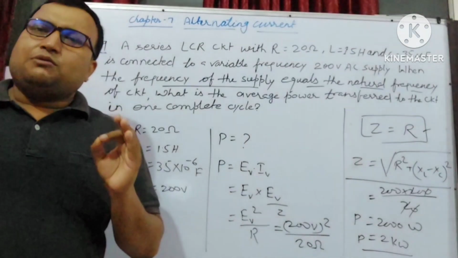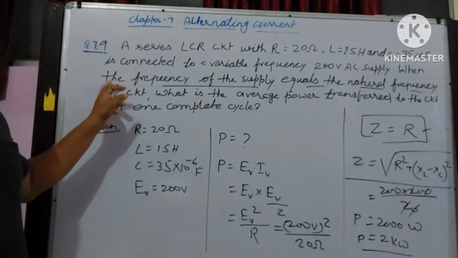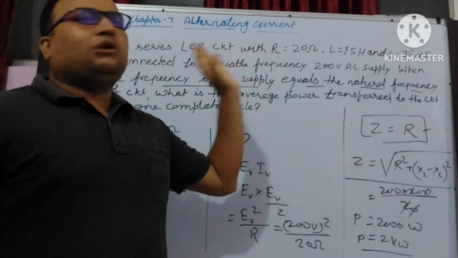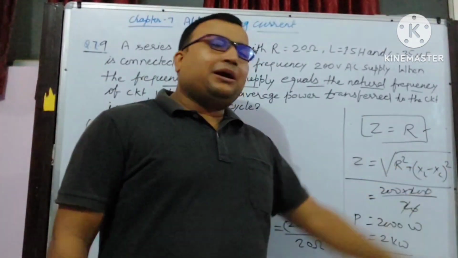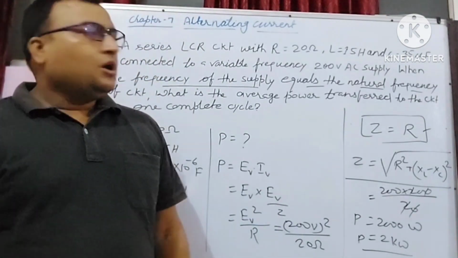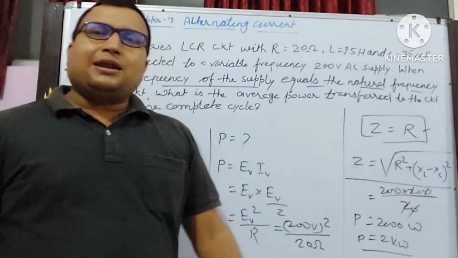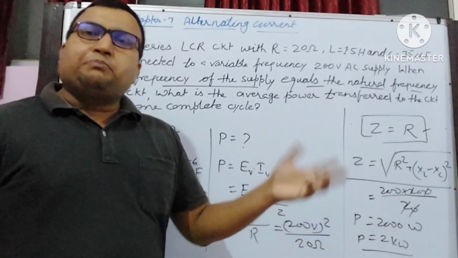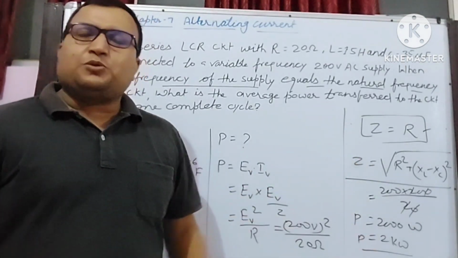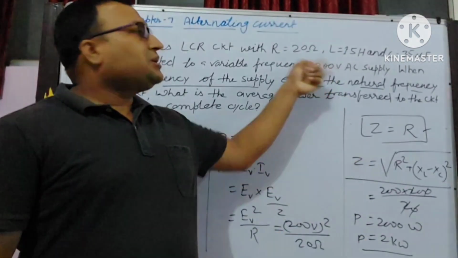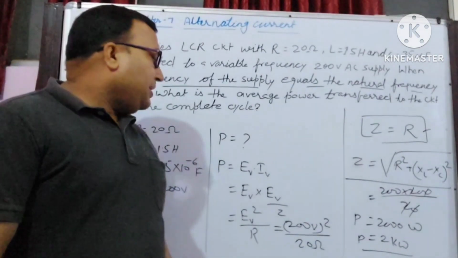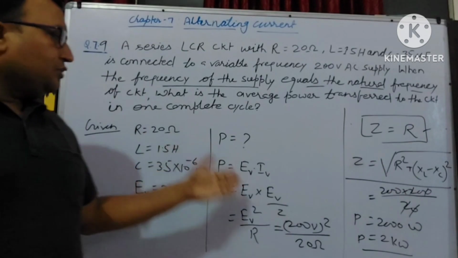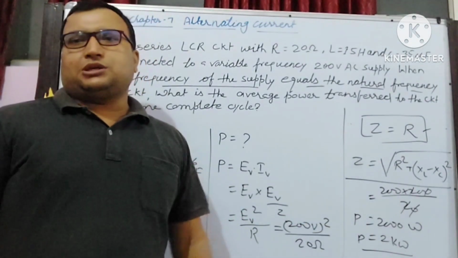Very simple. The only thing is the concept. When the frequency of the supply is equal to the natural frequency, then XL and XC are equal, so impedance depends only upon R. So the total impedance or the total resistance provided by the circuit, when this much alternating voltage is supplied. By using all this concept, I will use this formula and come to the result.